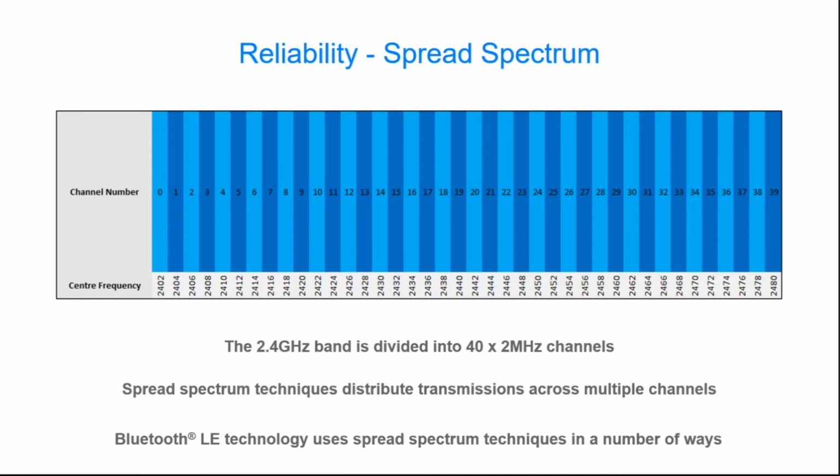So Bluetooth uses something called spread spectrum in a number of different ways, and it's the name for a set of techniques that involve distributing packet transmissions across multiple radio channels, usually with the sole intent of achieving reliable communication, especially in busy radio environments. So Bluetooth Low Energy uses several spread spectrum techniques, and we'll discuss some of those now. As you can see from the slide, the ISM band gets divided into 40 channels, each of which is 2 MHz wide.